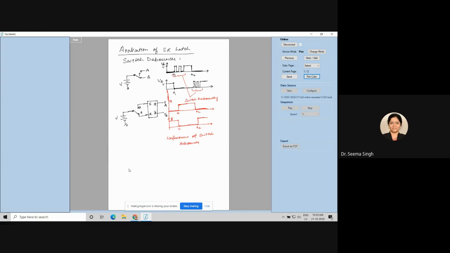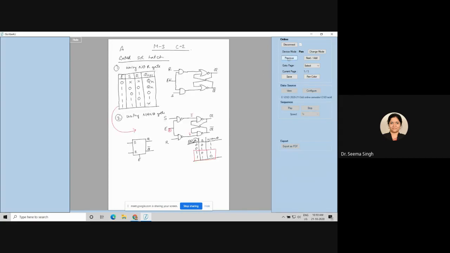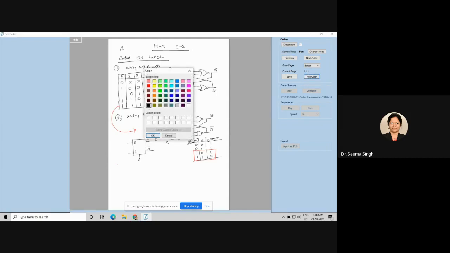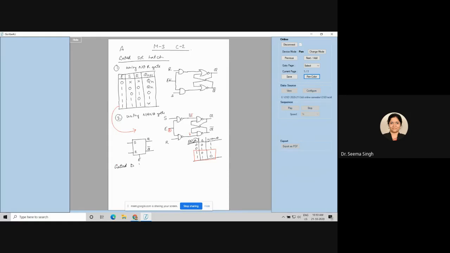Application of SR flip-flop. Okay, one more thing I would like you people to see with respect to your gated SR latch. You saw gated SR latch, na? Now I want you to see gated D latch.